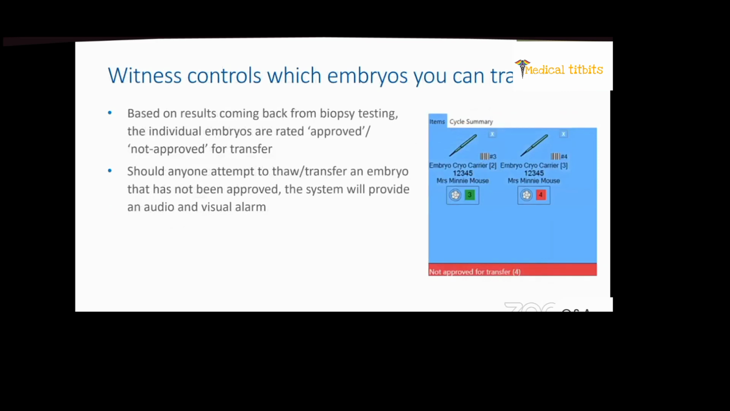Because every cryopreserved embryo has its own individual barcode, the embryo can be easily designated according to whether it has been approved or not approved for transfer based on the genetic testing results. Naturally, RI Witness cannot automatically approve or reject the embryos. It will still be the responsibility of the lab to evaluate the genetics result and approve those embryos suitable for transfer accordingly using RI Witness. However, should anyone attempt to thaw and transfer an embryo that has not been approved for transfer, the system will provide an audio or visual alarm.